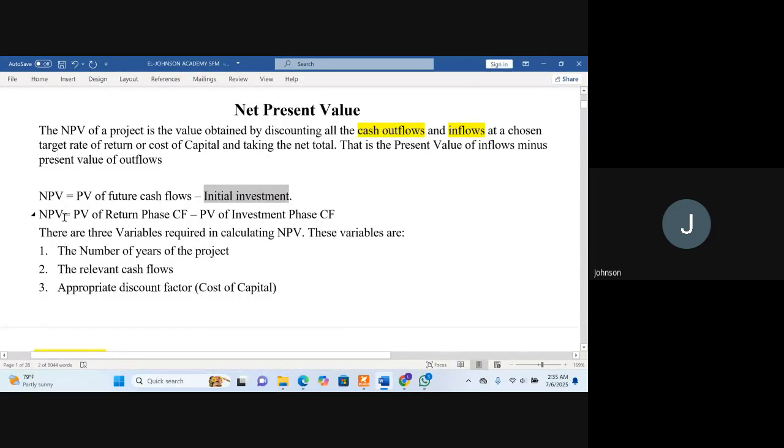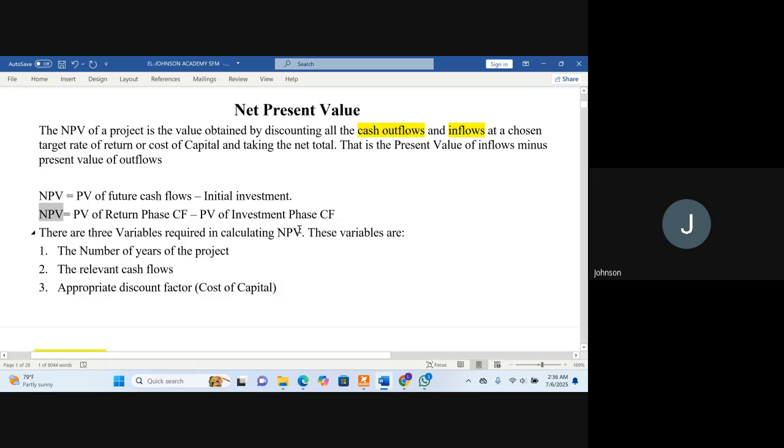So now we define it. Net present value equals the present value of return phase cash flows, that means the money you are expecting to get from the project, minus the present value of the investment phase cash flows. The reason is that the investment phase may not be at the beginning of the year. It can be at the beginning of the year, and then subsequently you may start putting working capital into the project and so on and so forth.